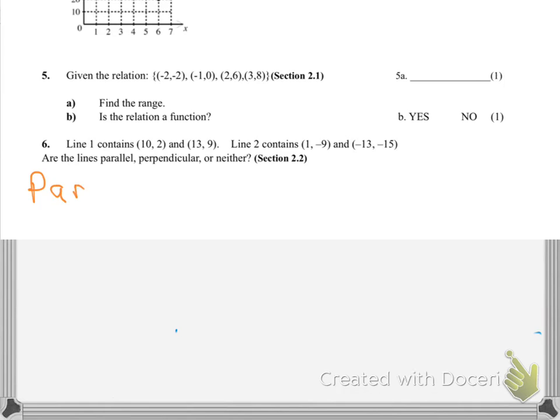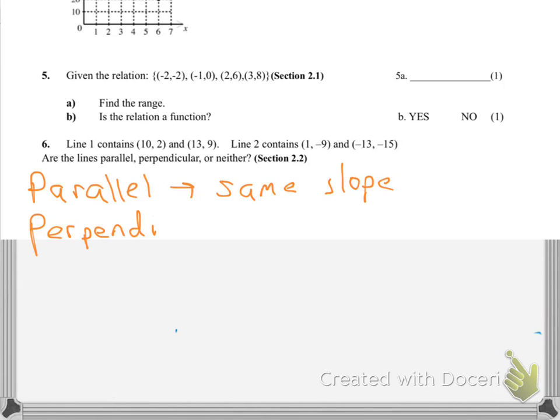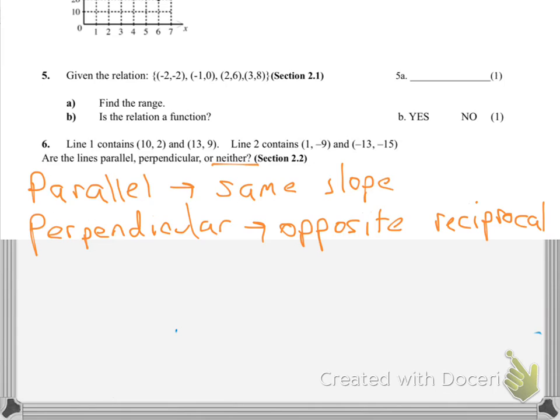You need to remember if they're parallel, they have the same slope. If they're perpendicular, they have opposite reciprocal slopes. So what that means is they have opposite signs. One's going to be positive, one's going to be negative, and they're the flips of each other. If neither of those are the case, then your answer would be neither.